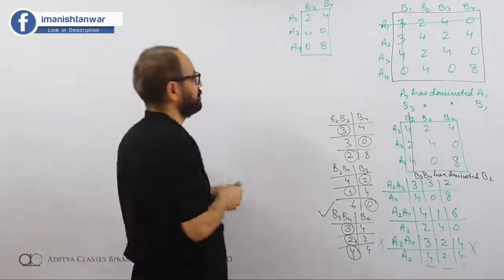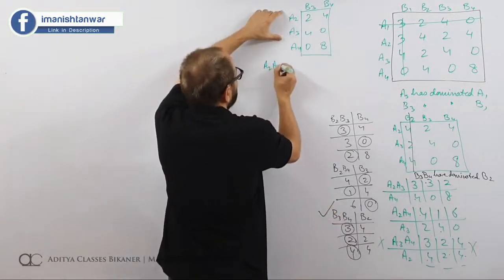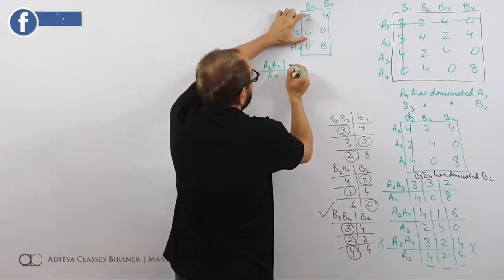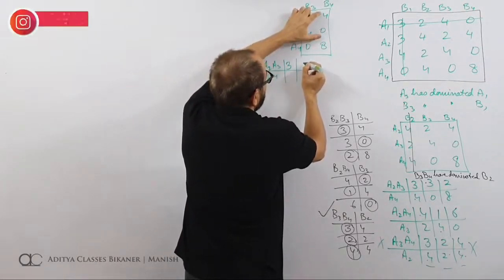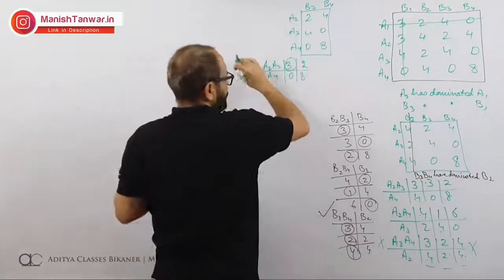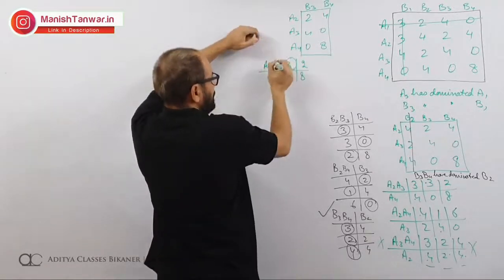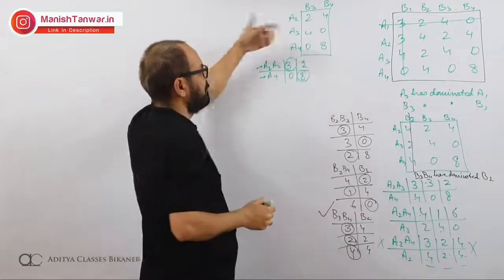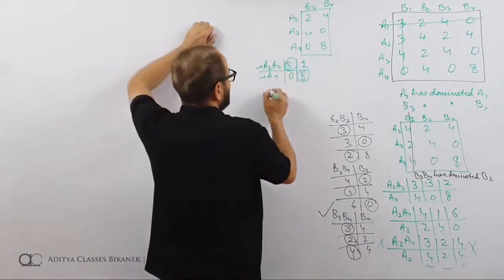Let me move to average dominance. In average dominance, we'll compare A2, A3 combined against A4. A2, A3 combined: 2 plus 4 is 6, divided by 2 is 3. 4 plus 0 is 4, divided by 2 is 2. Against 0 and 8. In first case, 3 against 0. This is one team, this is another team. Their scores 3-0, 3 wins, 2-8, no dominance. A2, A3, no dominance.